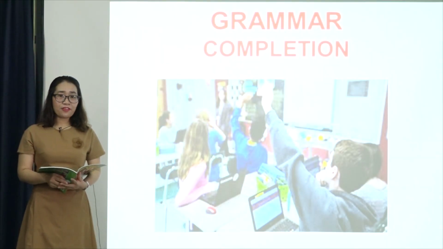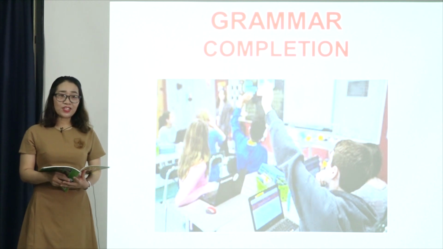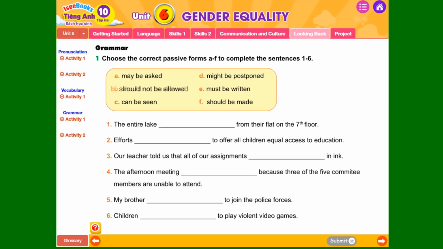Now we continue third part of looking back, today's grammar. Activity 1, completion. Choose the correct passive forms from A to F to complete the sentences from 1 to 6. Now read through number 1 to number 6 and fill in the blank with the suitable phrases. First one, the entire lake from their flat on the 7th floor. So number 1 is C, can be seen.